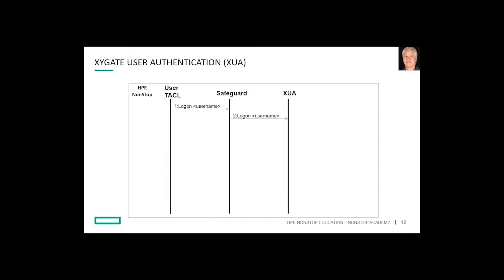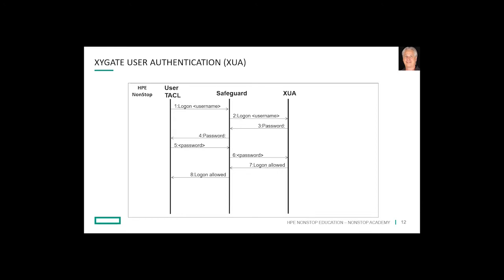This diagram shows the authentication dialog between Tackle, Safeguard, and XUA. Tackle first submits the username. Since XUA is enabled as the user authentication SEEP, Safeguard passes the username to XUA. XUA responds to Safeguard with the text password, and the user is prompted for the password. Tackle then submits the password to Safeguard, which in turn responds to XUA.